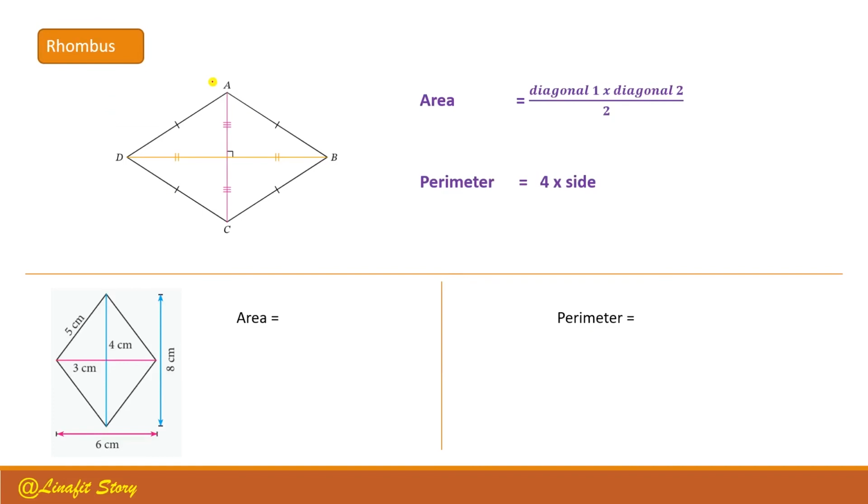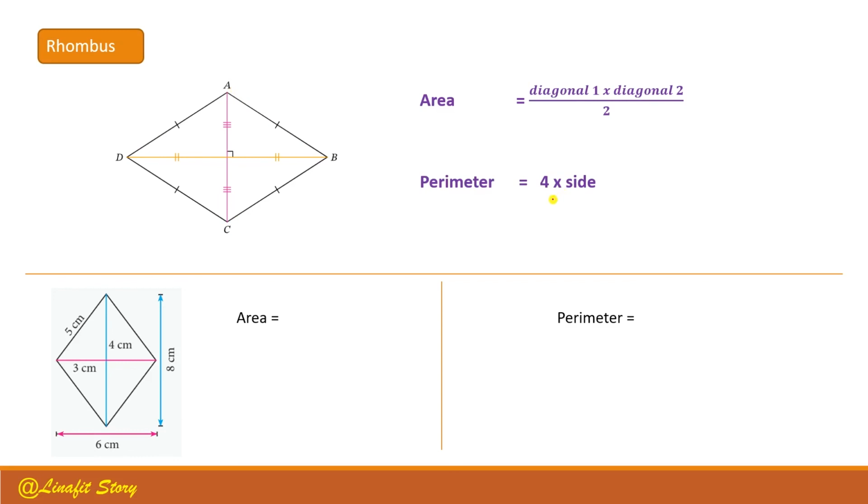Now we will learn how to find the area and perimeter of a rhombus. A rhombus is a flat shape with 4 equal straight sides. A rhombus has diagonals that bisect each other at right angles. The area of a rhombus is diagonal 1 times diagonal 2 divided by 2. The perimeter of a rhombus is the distance around the edges. Because all sides are equal in length, the perimeter of a rhombus is 4 times side.